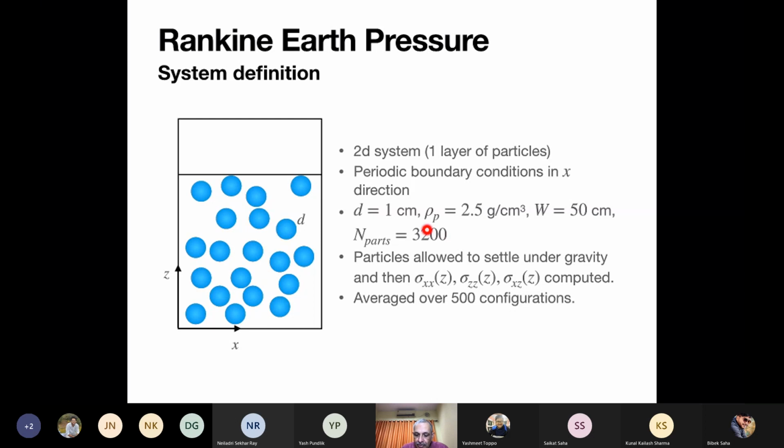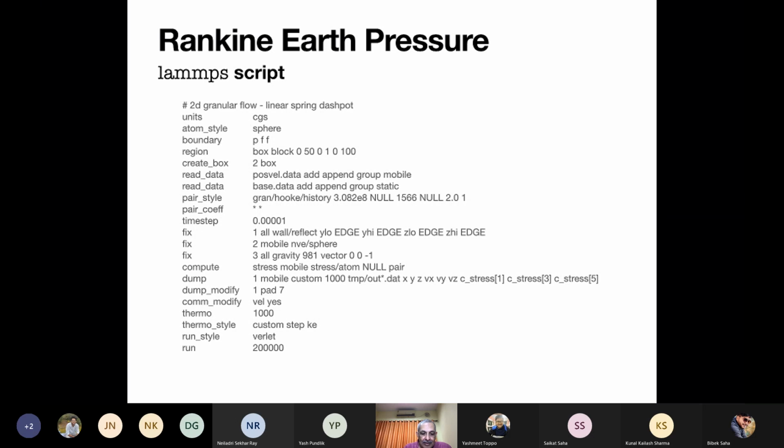Now, because we are taking just a few particles, there are many fluctuations. So I have to keep doing this many times and then calculate the average over all those configurations. The results I'm showing you are for 500 configurations. And this is the script.